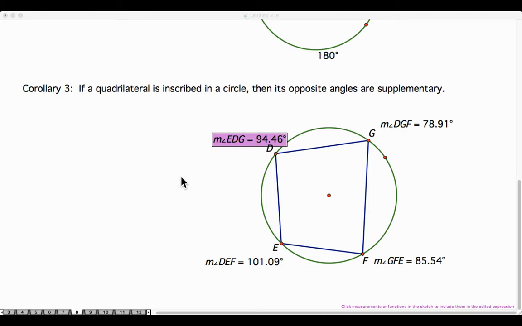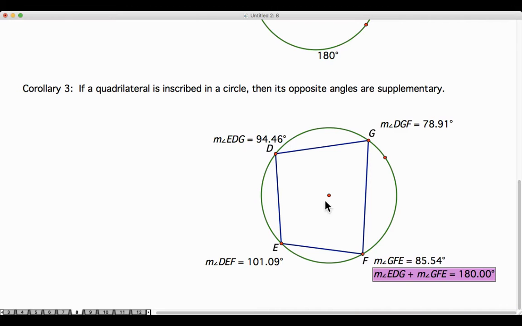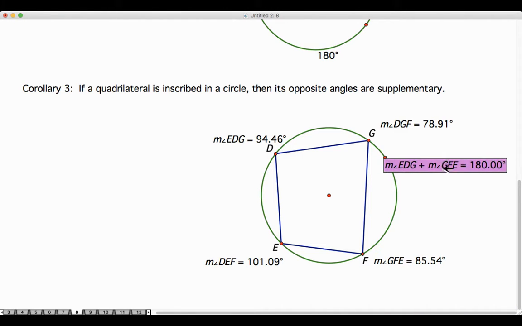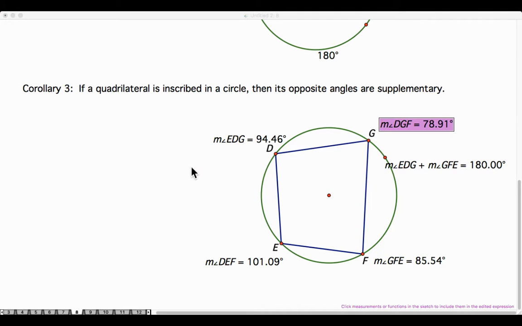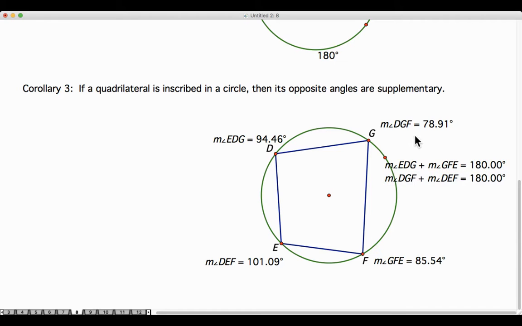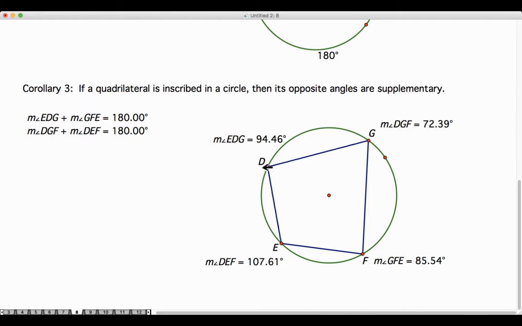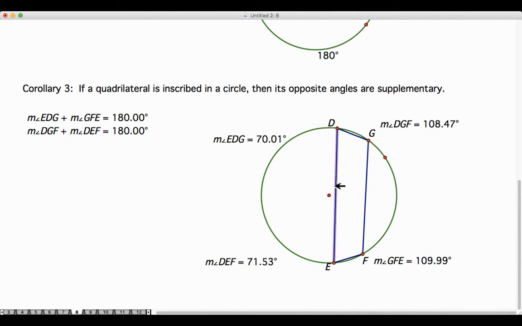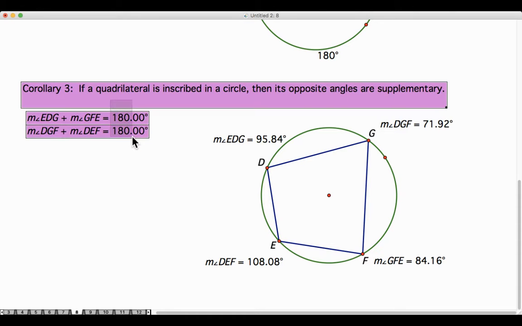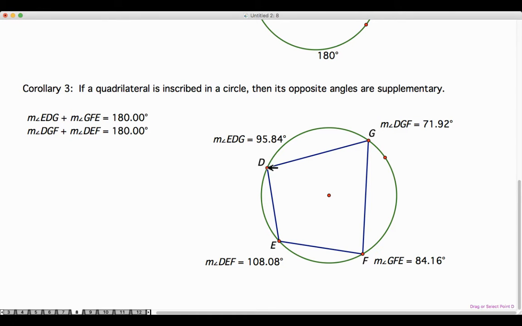This one plus this one is exactly 180. And it should come as no surprise that if we add the other ones, 180 as well. Okay, well, I'll drag this around. I think we're going to see that the numbers are changing like crazy, but these aren't changing at all. So what is going on here? Why is this true?